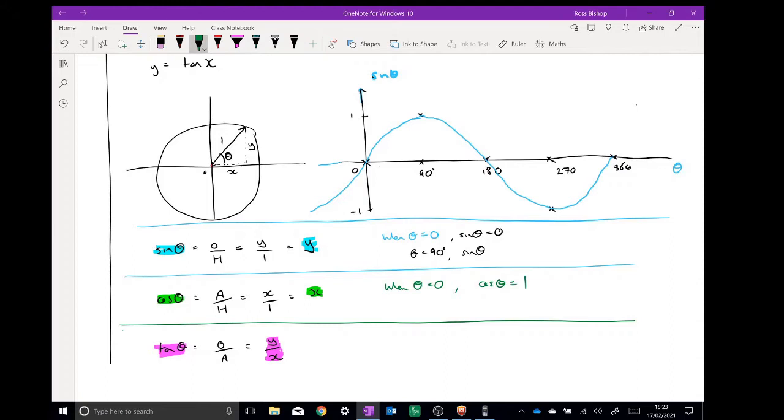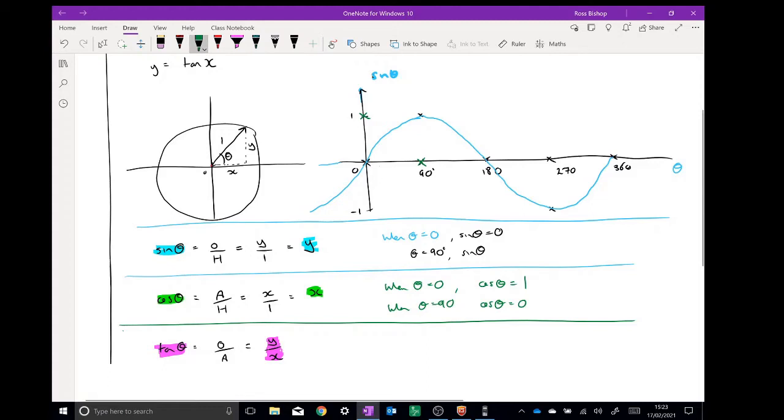Because x is 1. Right, let's do cos, so I can start it off on the graph there. When theta is 90, x, because we're looking at x this time, x is 0 in that case. So when theta is 90, cos theta will be 0. So I can put a 0 there.